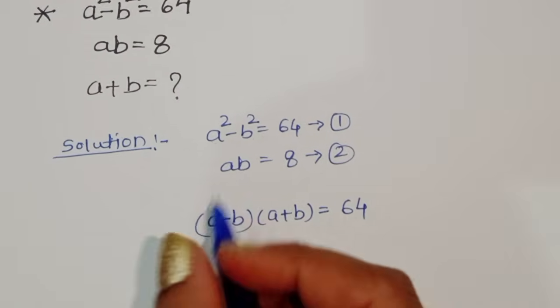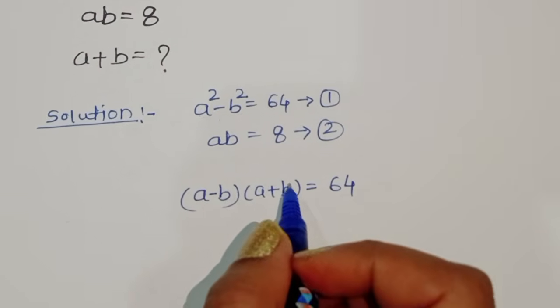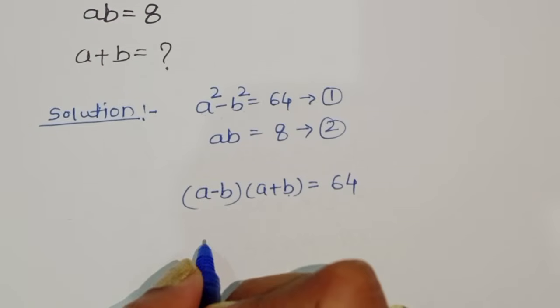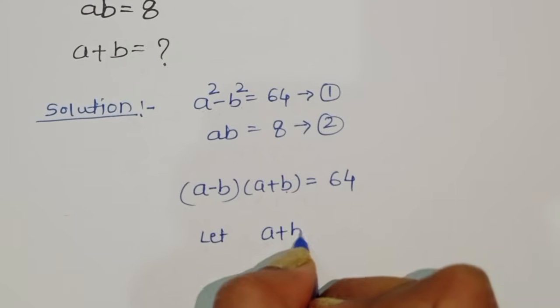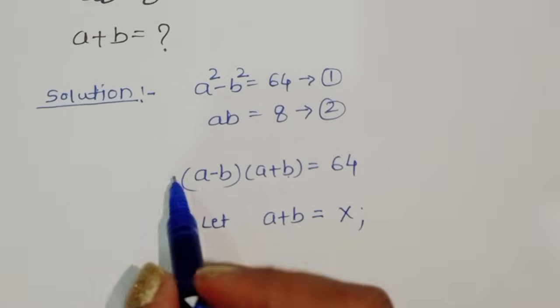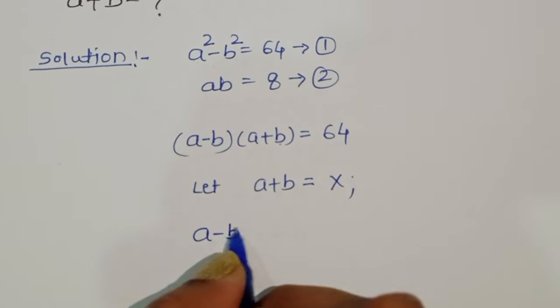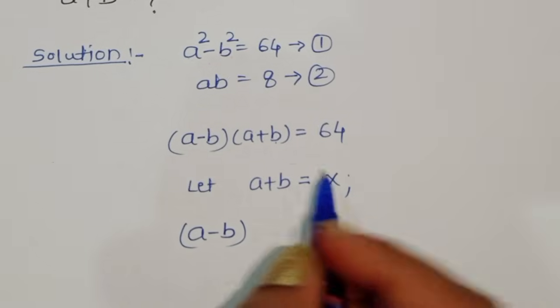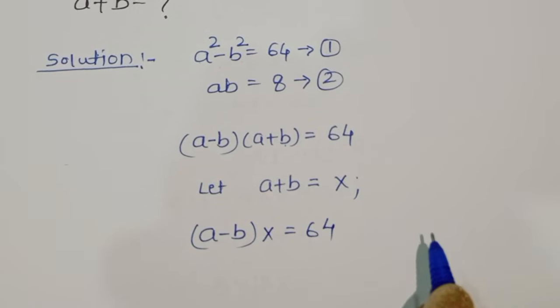Now we have to consider one thing. Let's assume that a plus b is equal to x. So this will become a minus b times x, since a plus b is x, so it will become x is equal to 64.